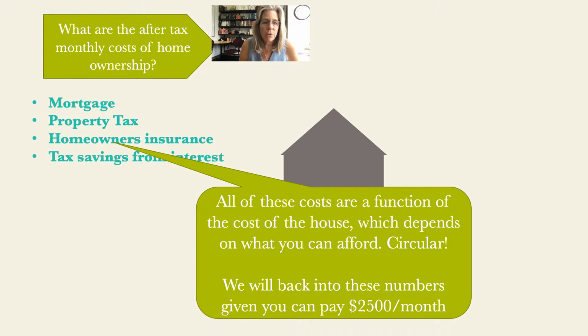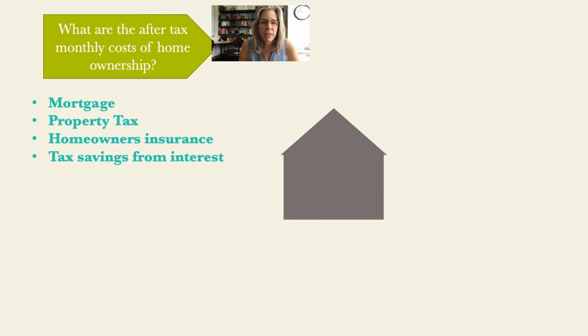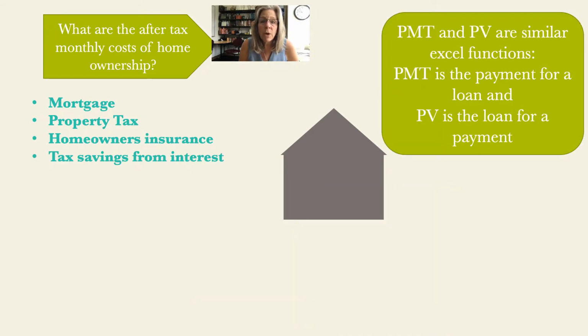But what I'm going to do is back into these numbers, given that I want to have $2,500 a month calculations. One of the ways you can figure out what the payment on a mortgage is is by using the PMT function or the PV function in Excel. PMT will give you a payment for a particular loan, and PV will give you the present value of the loan, or the amount of the loan for a given payment.